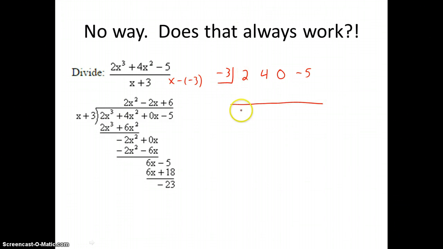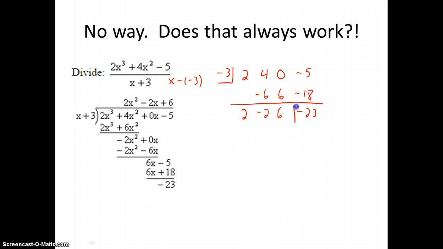The 2 comes straight down. Notice that is the first coefficient of our quotient polynomial. Now I'm going to multiply by negative 3, gives me negative 6. Plus 4 is negative 2. There's our second coefficient. Times negative 3 is positive 6. Add to 0, that's 6. Times negative 3 is negative 18. Add to negative 5 is negative 23.